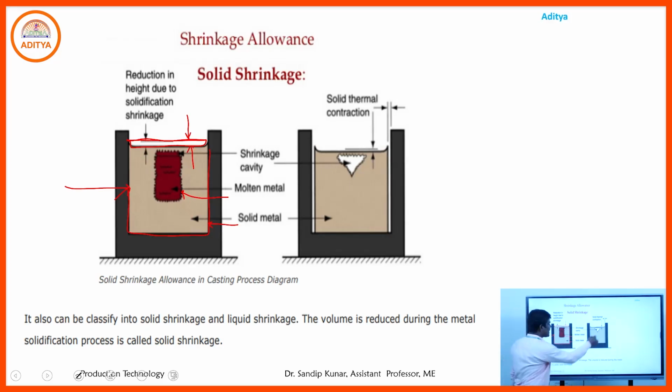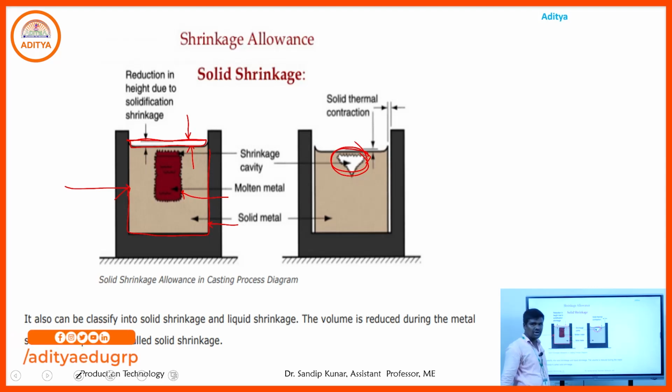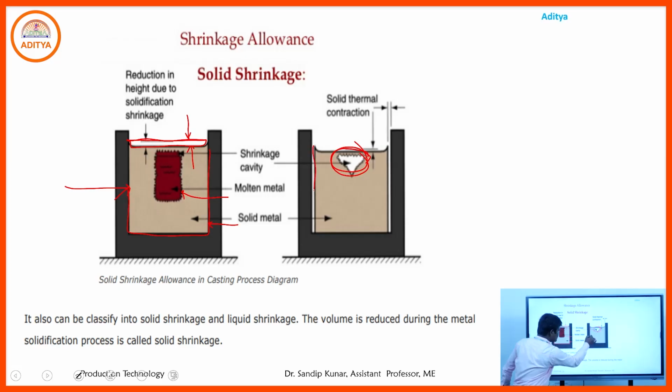Sometimes this type of cavity is also created. Due to solidification of the molten metal, sometimes this type of cavity is formed in the molten metal, and after solidification this type of shape is also generated. Here a gap will be created. That is the shrinkage of the molten metal after solidification. That is the solid shrinkage.